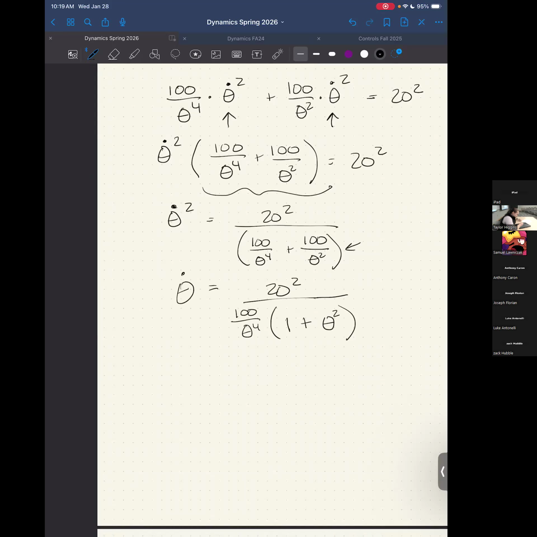Okay, and now I can take my square root. Theta dot equals, well, the square just goes away on the 20. The square root of 100 over theta to the fourth should be 10 over theta squared times the square root of 1 plus theta squared. And if I take this bottom term, flip it and multiply it, we should be able to reduce this even further. I should just get 2 theta squared over the square root of 1 plus theta squared.